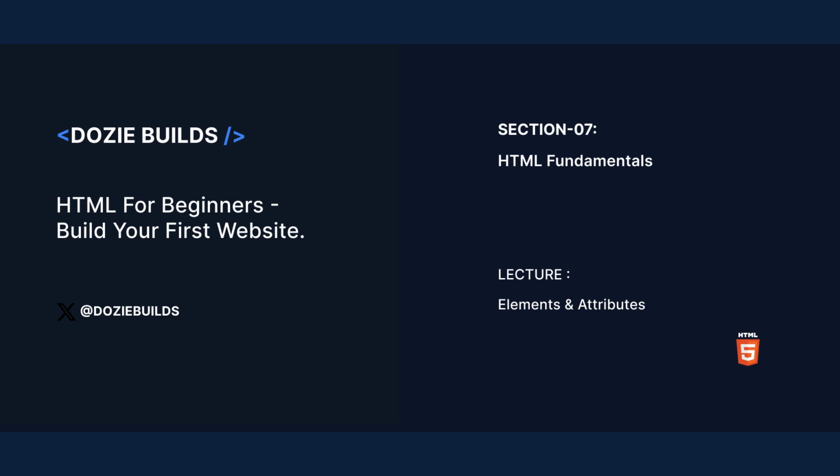In this lesson, we're going to be talking about HTML elements and attributes. In the previous lessons, we learned about HTML structure, head and body tags, and how to write basic HTML using opening and closing tags. Now we are going to understand what those things actually mean.